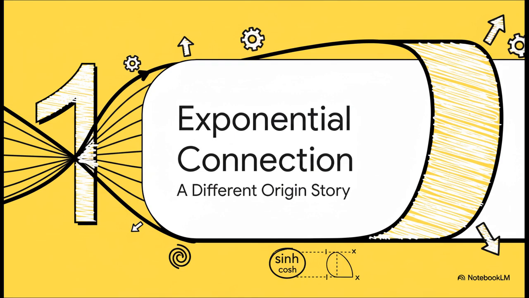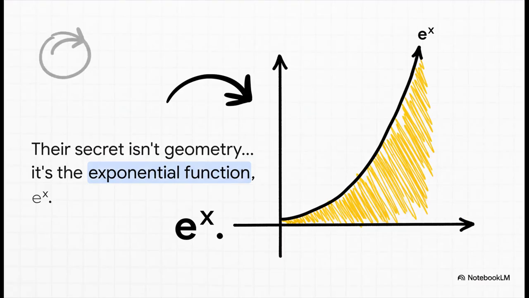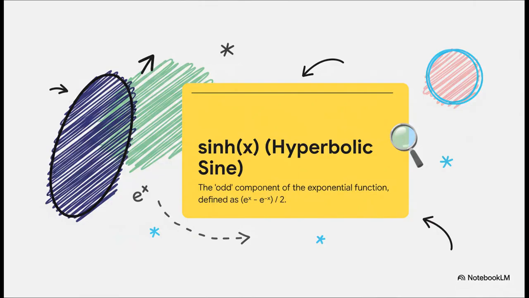Turns out, the secret to understanding these functions lies in one of the most important functions in all of mathematics. That's right. Their entire identity is tied directly to the natural exponential function, e to the power of x. And this is a huge clue. You see, while sine and cosine are fundamentally about rotation and geometry, sinh and cosh, they're all about growth and decay. So let's break it down.